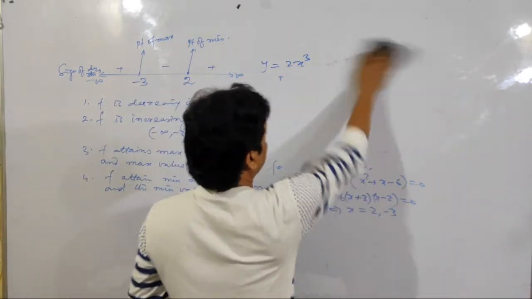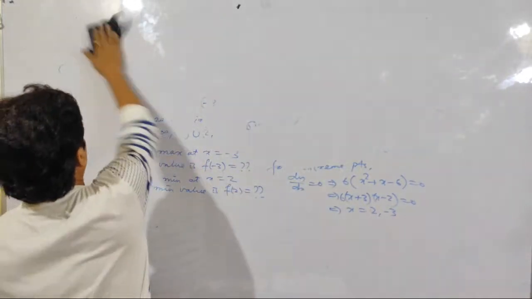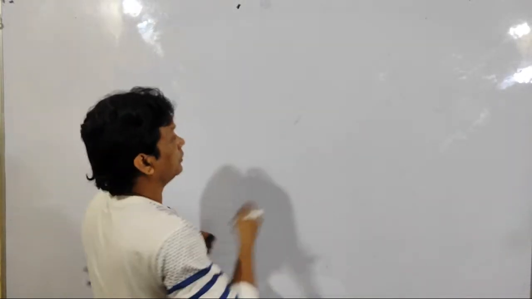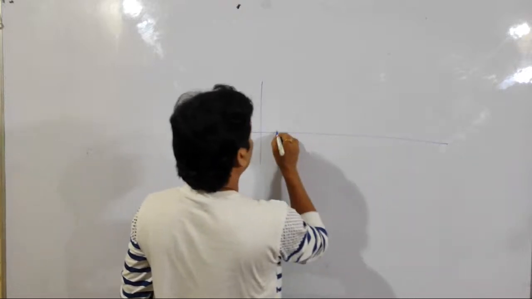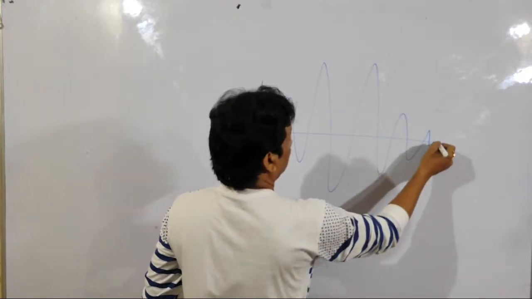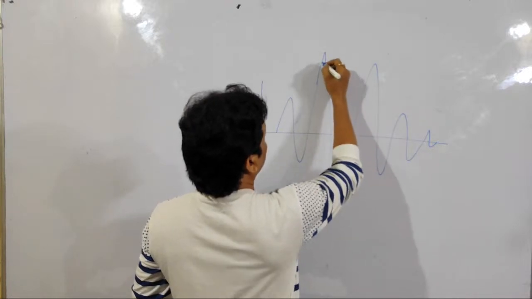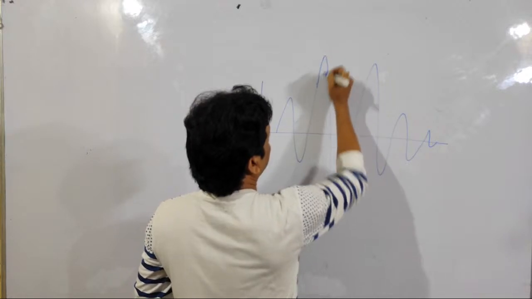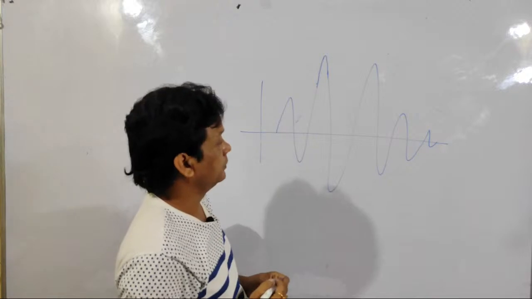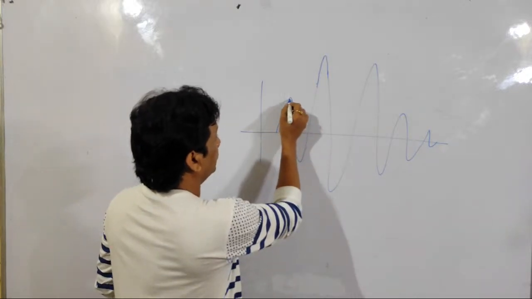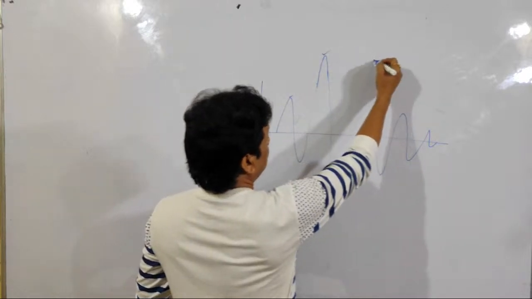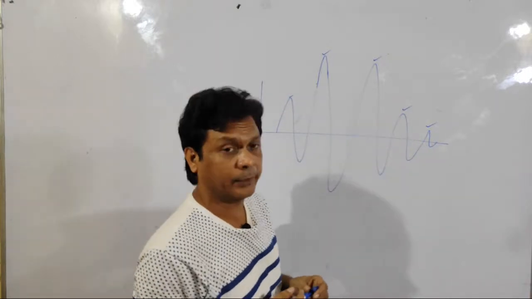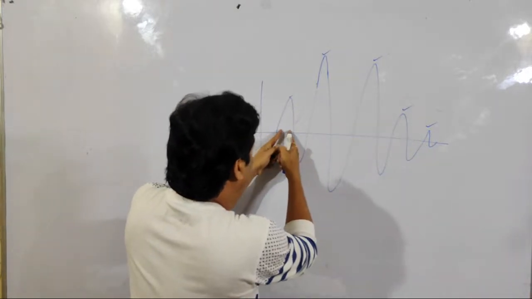Savitri is saying local maxima and local minima. See here. At this point, you are getting one maxima, this is also maxima, this is also maxima. There are 5 maximas, and we may say that these are the local maximas. That means in between these points, it attains maximum.